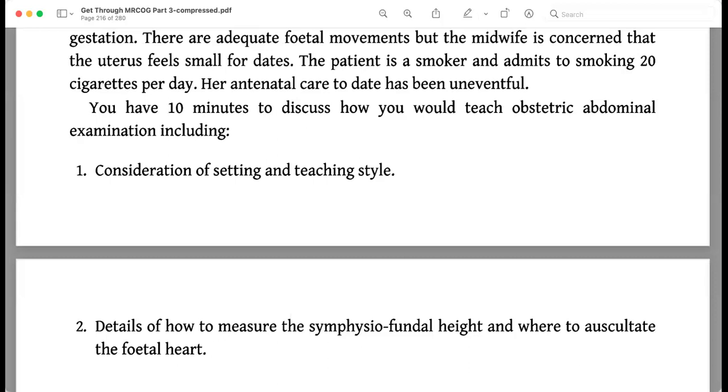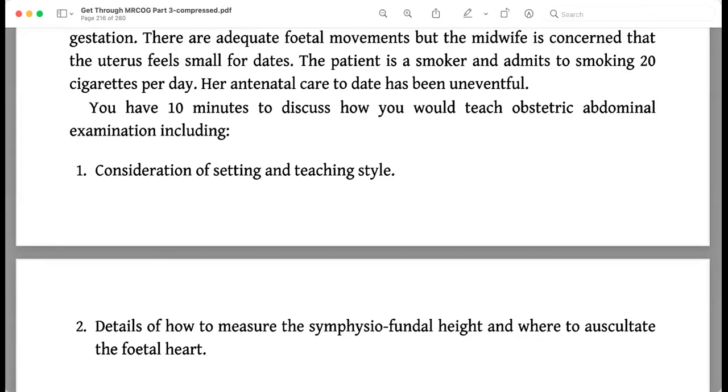So with the patient, if the midwife suspects that the symphysis fundal height is on the lower side, then we'll need to refer to the tertiary center to have a checkup. It is important that this patient needs to be risk stratified.